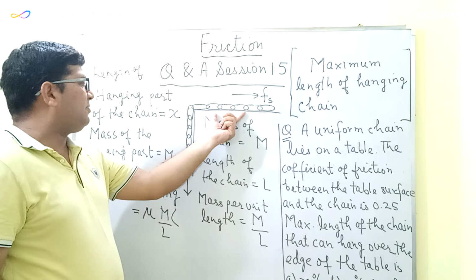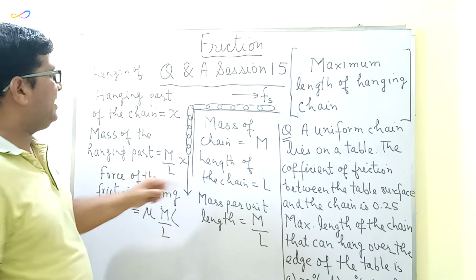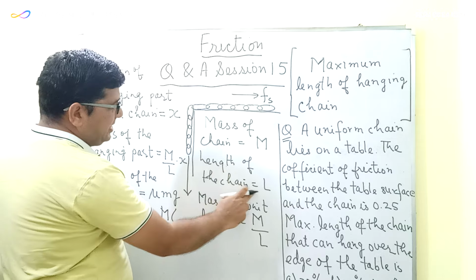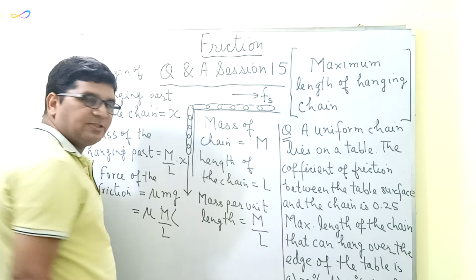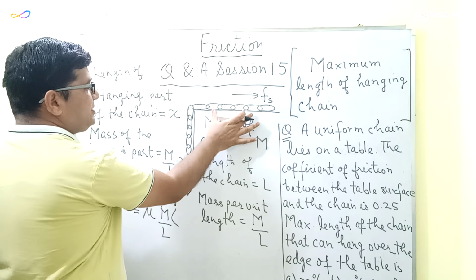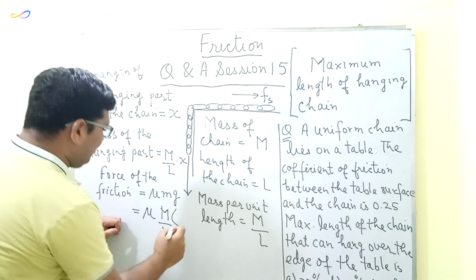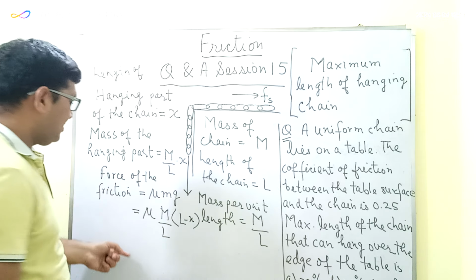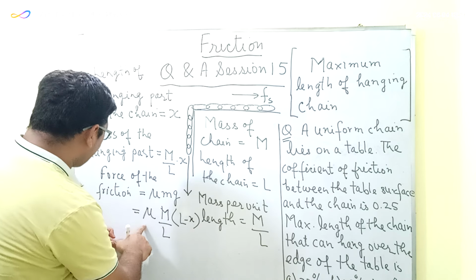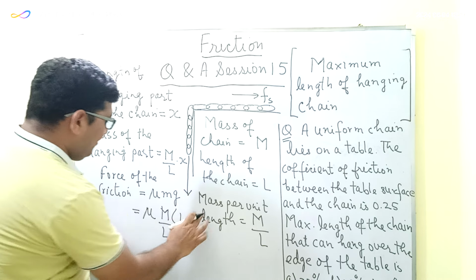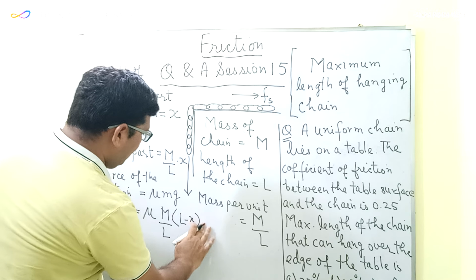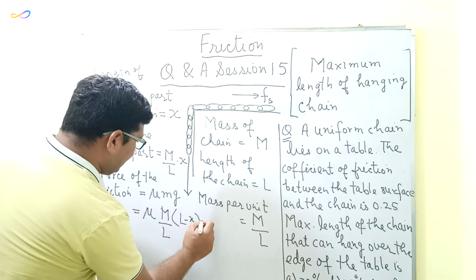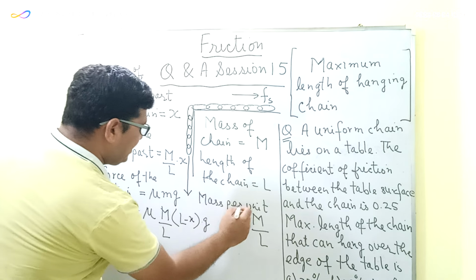the length of this part of the chain, which will be equal to L minus X if the hanging part of the chain is equal to X, because the length of the chain which we have considered in this question is L. So the length of the chain lying on the table will be L minus X. So the force of friction will be equal to mu into M by L into L minus X into g. So this is the force of friction.